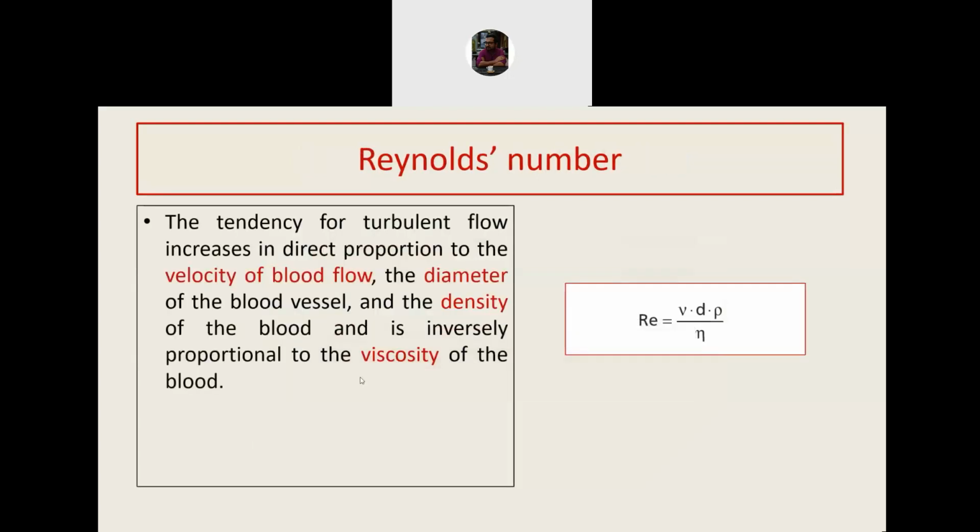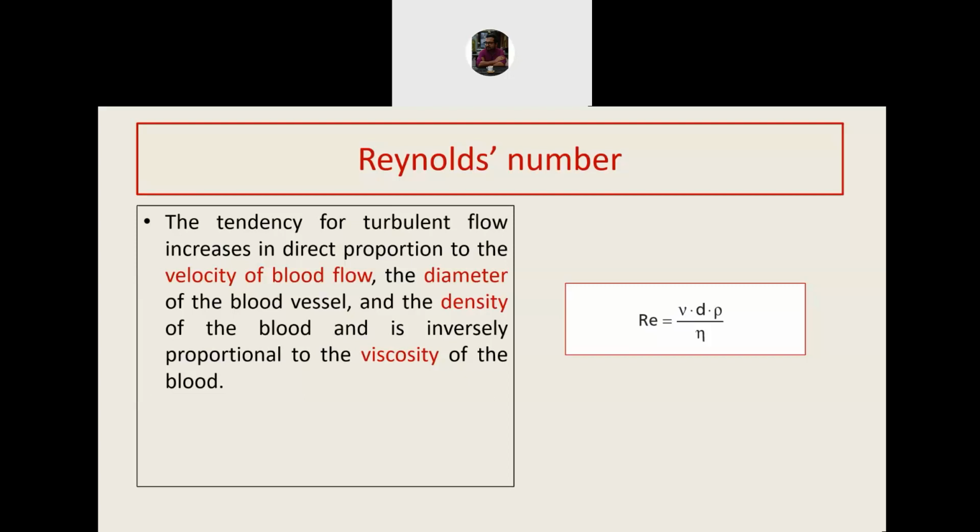The tendency of turbulent flow can be predicted by Reynolds number. So if you look at the formula of Reynolds number, it is V d rho divided by eta, where V is the velocity of blood flow, d is the diameter of the vessel, rho is the density of blood, and eta is the viscosity of the blood. Now, what does this mean in clinical terms?